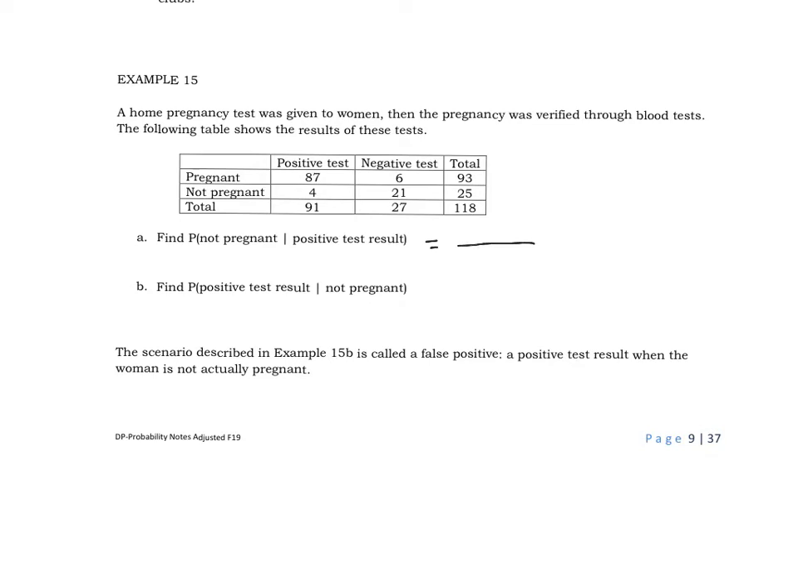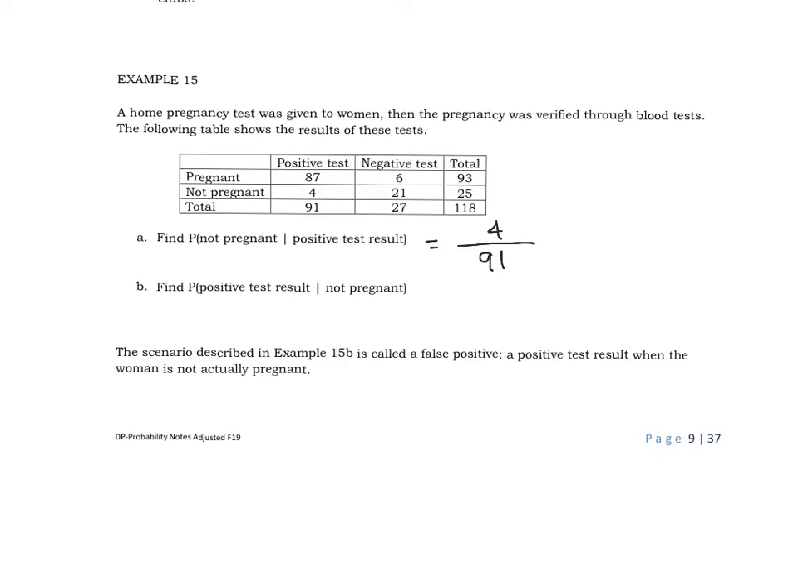So positive test result. What was our total for a positive test result? 91. Of those 91, how many people were not pregnant? Okay, so that's 4. We'll go ahead and leave this as a fraction for now. In our application, we will use percentages for our final answers.